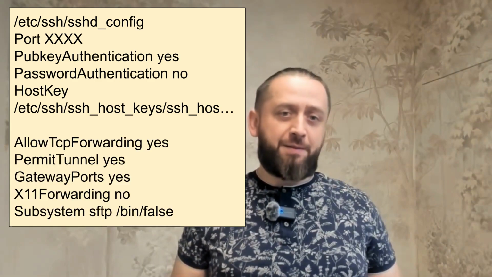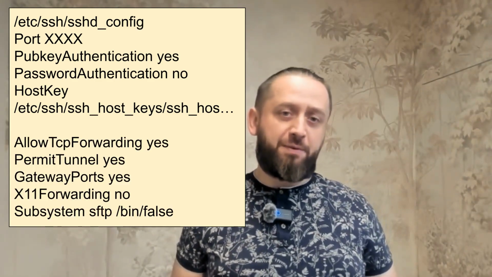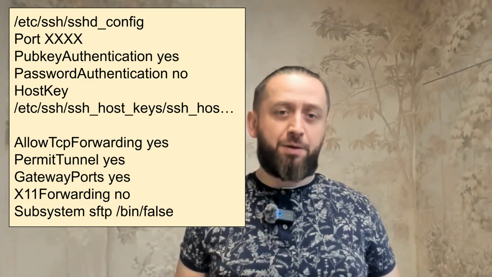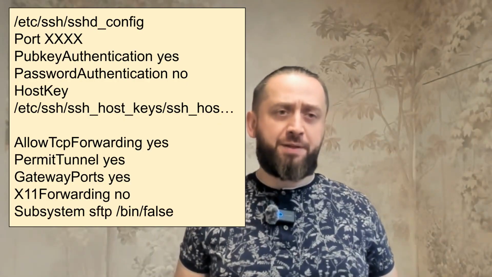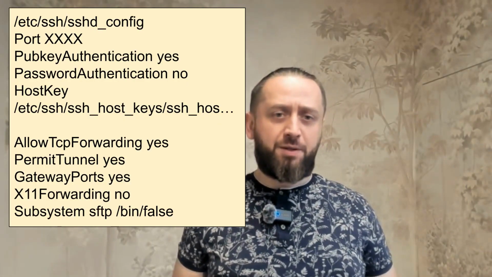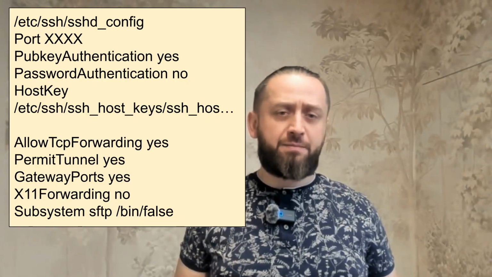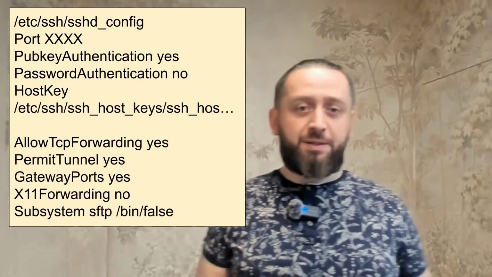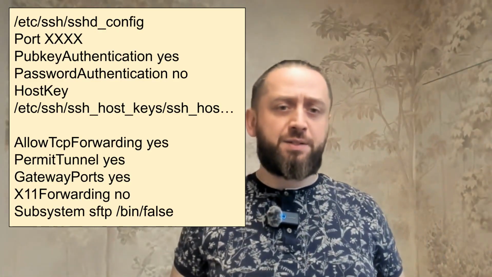Then we have to allow TCP forwarding. We have PermitTunnel and GatewayPorts. The last one would allow connecting from outside to your SSH server instance. We don't like X11 forwarding, no UI, and we need to disallow SFTP connections.